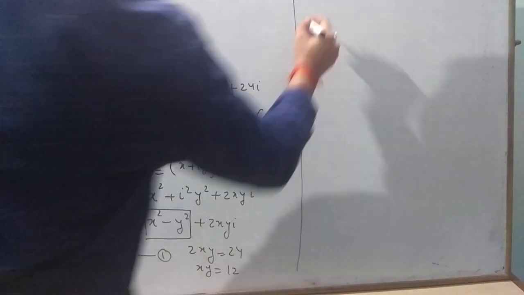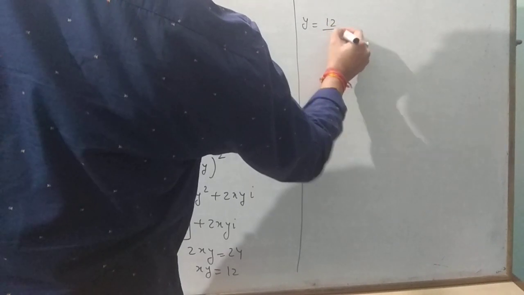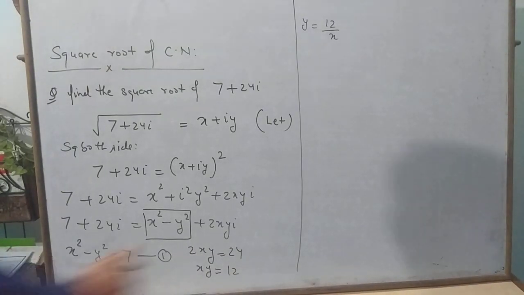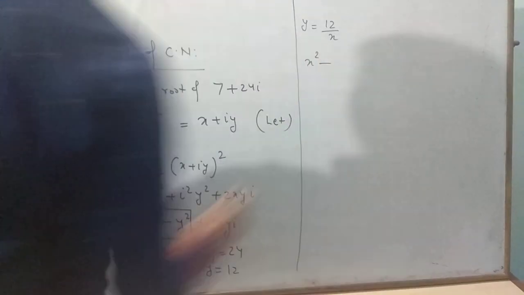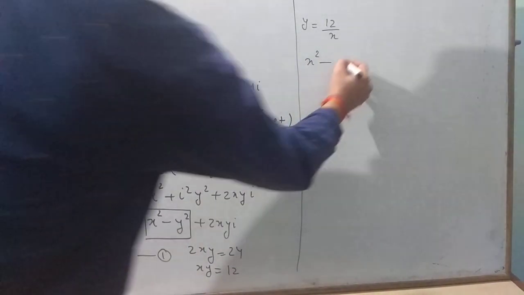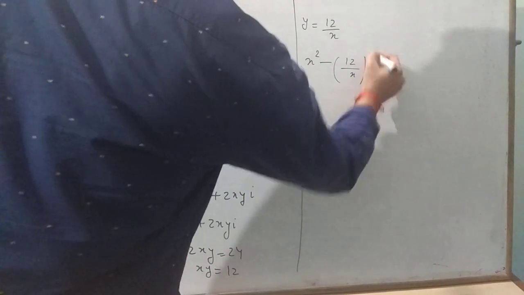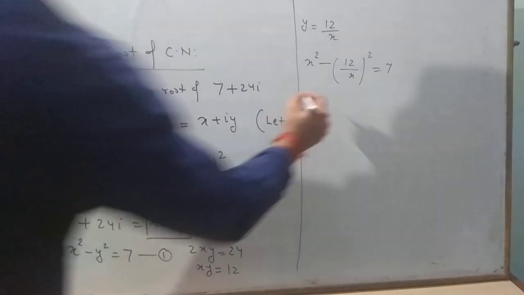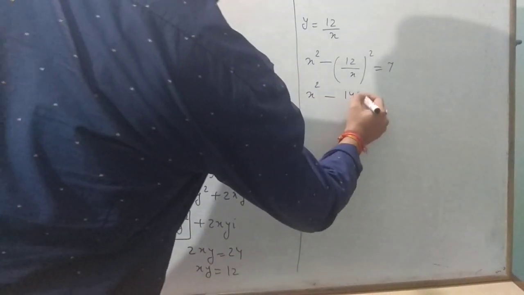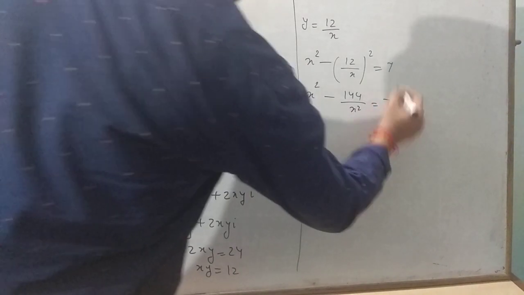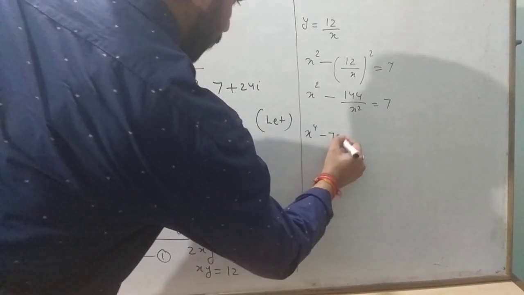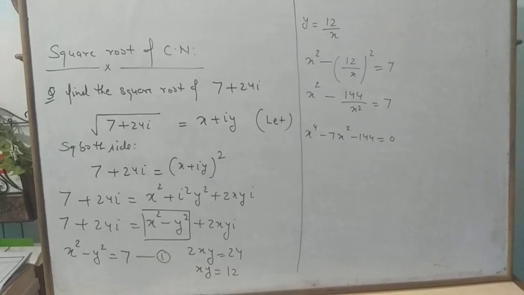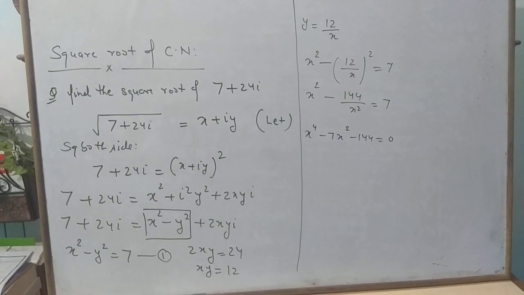Then the value of y is 12 upon x. This value we substitute in the equation x square minus y square: in place of y square, write 12 by x whole square, equal to 7. If we simplify further, x square minus 144 upon x square is 7. So x to the power 4 minus 7x square minus 144 is equal to 0. So this forms a quadratic equation.